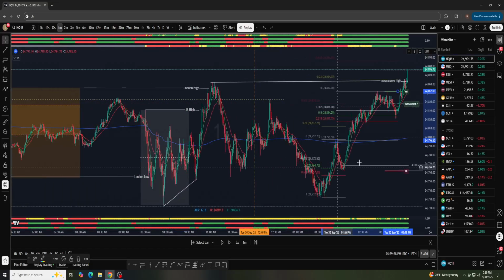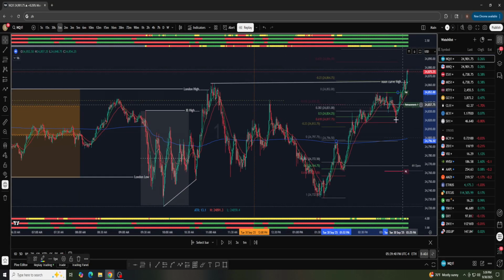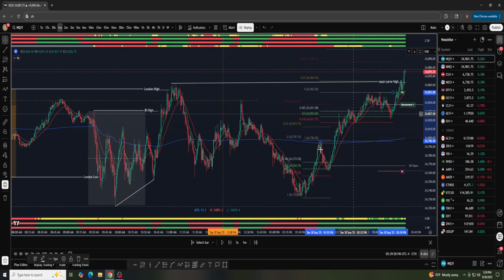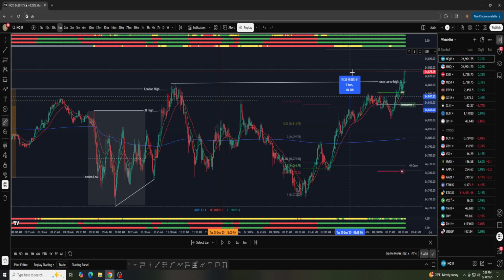And there we go. I don't like trading afternoons just because we get these kind of grindy, choppy conditions. But this was a very measured move, which played out very nicely. So, all things considered, again, you like to see distance between where the dots turn green and your noon curve high, which is the target.